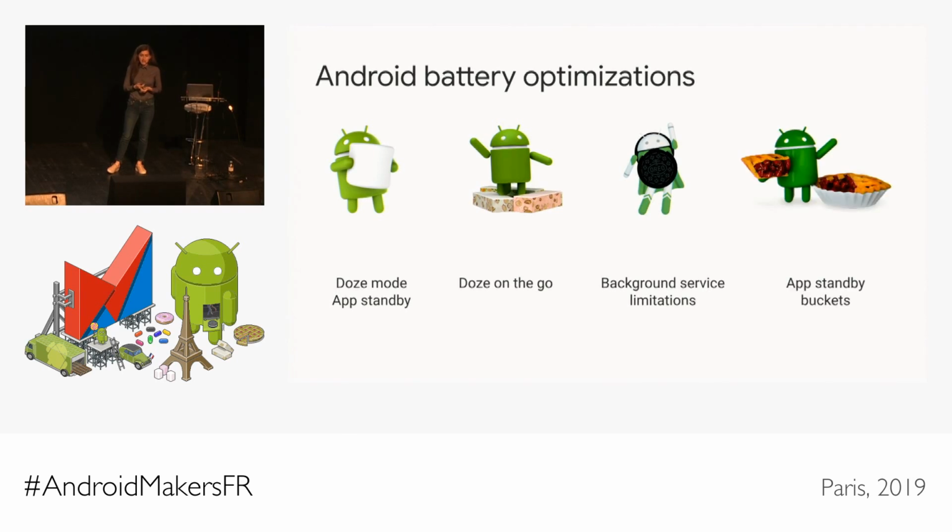limitations, and in Android Pie, they launched App Standby Buckets. And these App Standby Buckets are actually an extension of App Standby from Marshmallow. This means that the apps are split into 4 main buckets: active, working set, frequent, and rare. And based on that, the allocation of memory and battery is done using some machine learning algorithms.